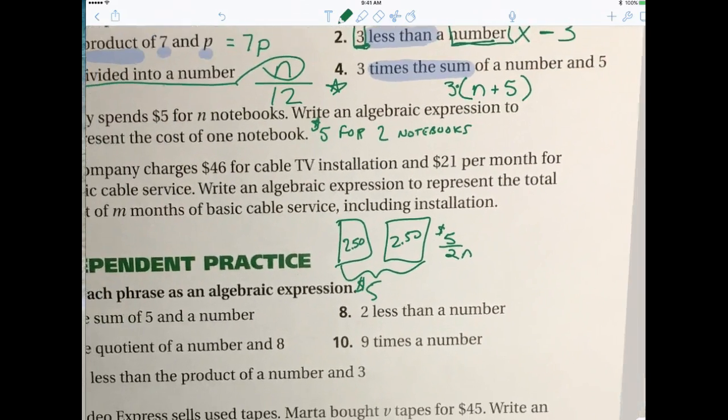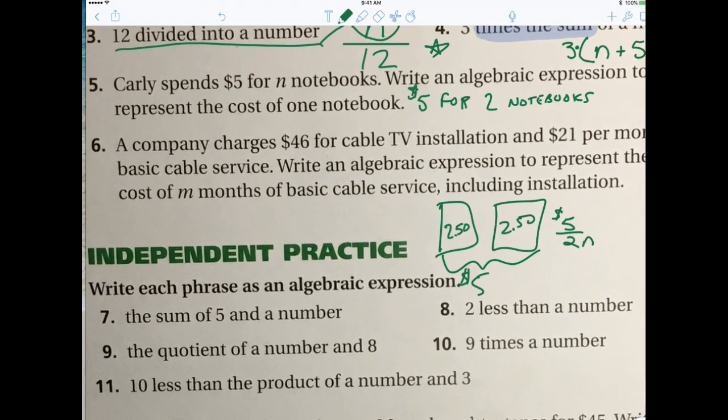So now I'm going to go back to the question. If I spend $5 for n notebooks, how much would it cost for one notebook? What would I do? You would just have one notebook. What would I do? Just $2.50? No. Nope. What would I do? Come on, Thomas, you got to pay attention. You do $5 over 2? No. 5 divided by 1? No. Oh, you subtract it? You guys are killing me.